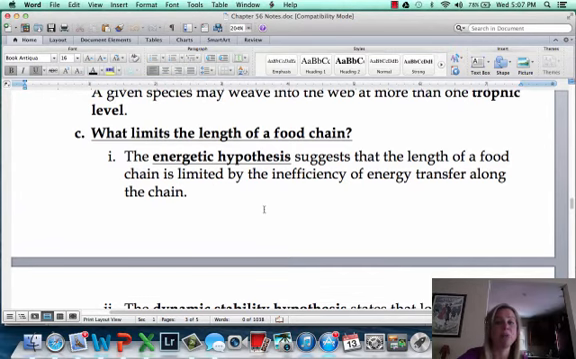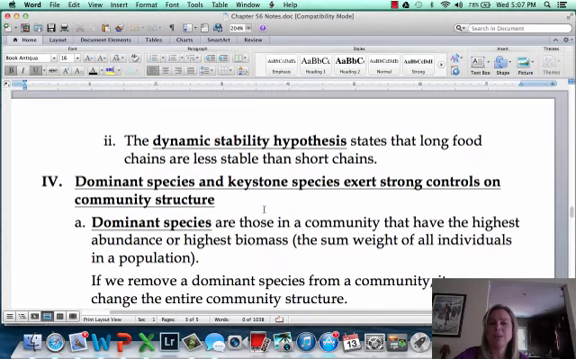And that's basically that we're very inefficient with energy transfers. We waste a lot of energy staying warm. We waste a lot of energy chasing after prey, that type of stuff. And we'll get into that in a later chapter. So the dynamic stability hypothesis goes along with that and says long food chains tend to be way less stable than short ones. So the shorter they are, the more stable they tend to be. The longer they are, there's more places where things could go wrong, is how you can think about it.